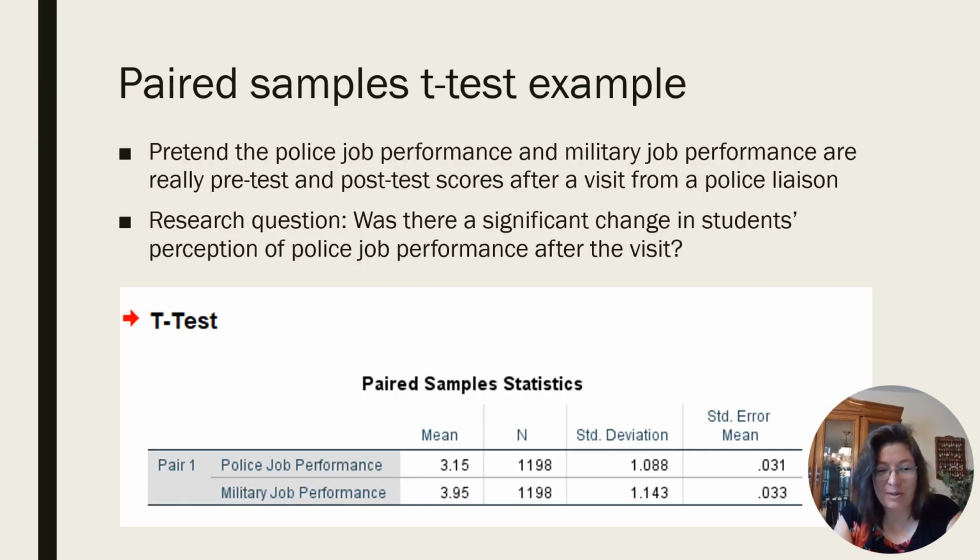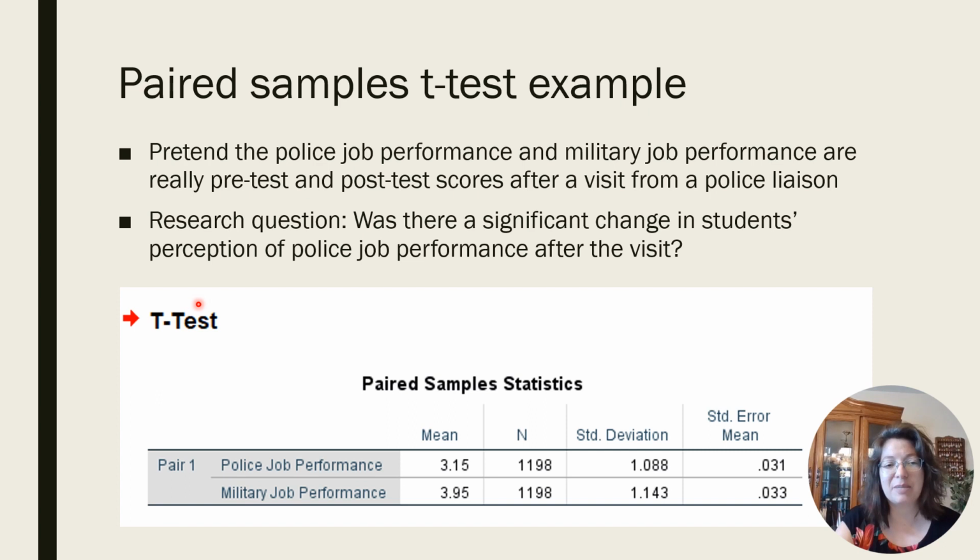All right, here's an actual example using the Monitoring the Future data set. Because the Monitoring the Future data set actually is just a cross-sectional data set, it doesn't have 2 points in time or any kind of data that we can use for an actual paired samples t-test. We're just going to pretend that the variables police job performance and military job performance are really pre-test and post-test scores after a visit from a police liaison. I mean, they're not, but we're just going to pretend they are for the purposes of seeing what a paired samples research question and output looks like.